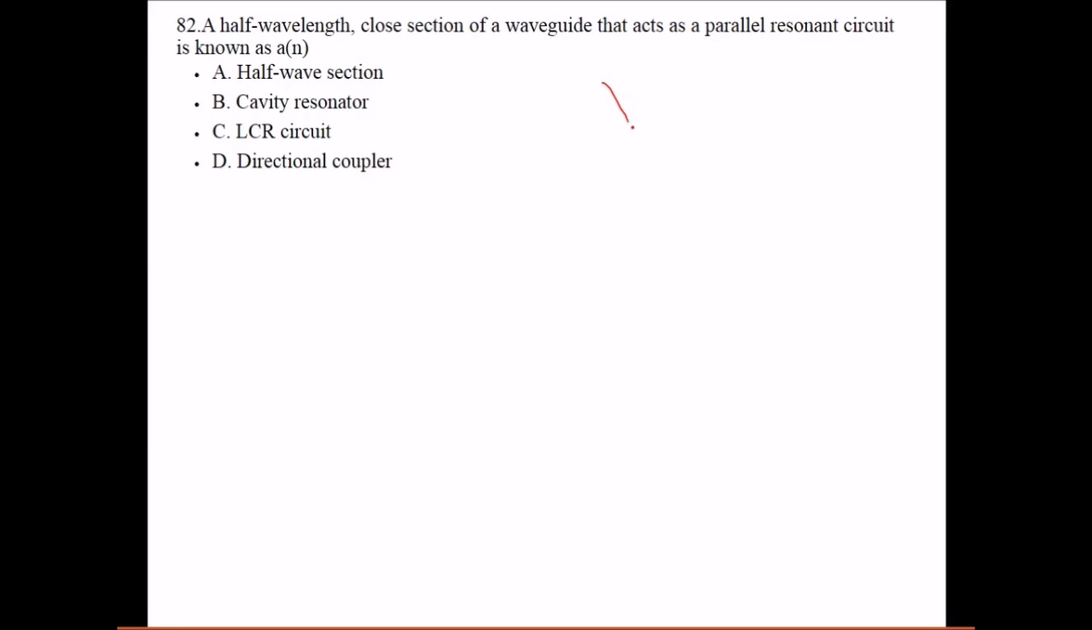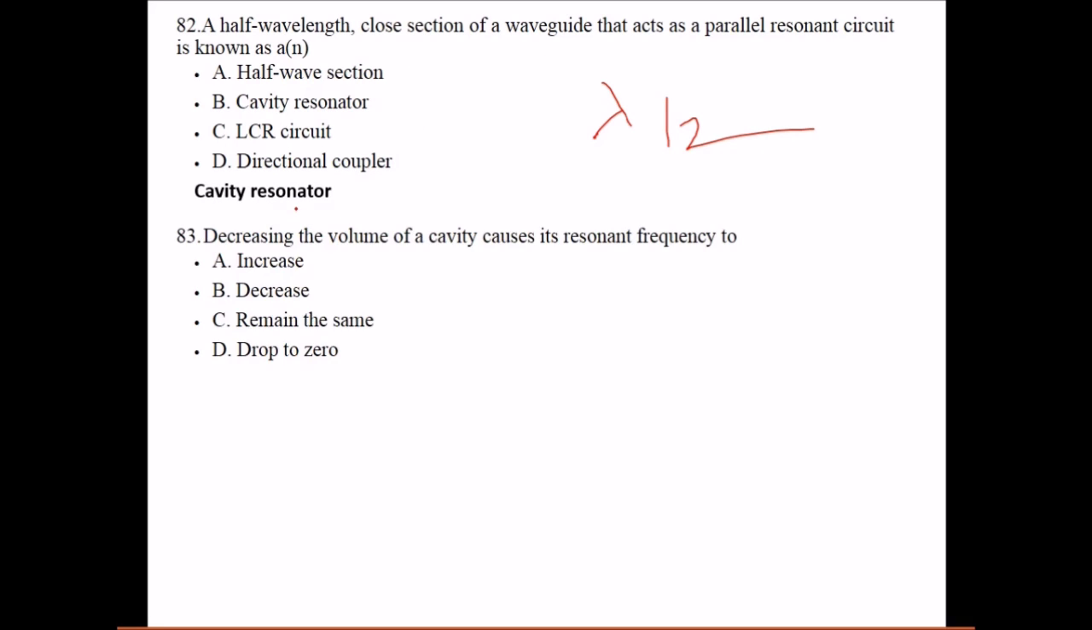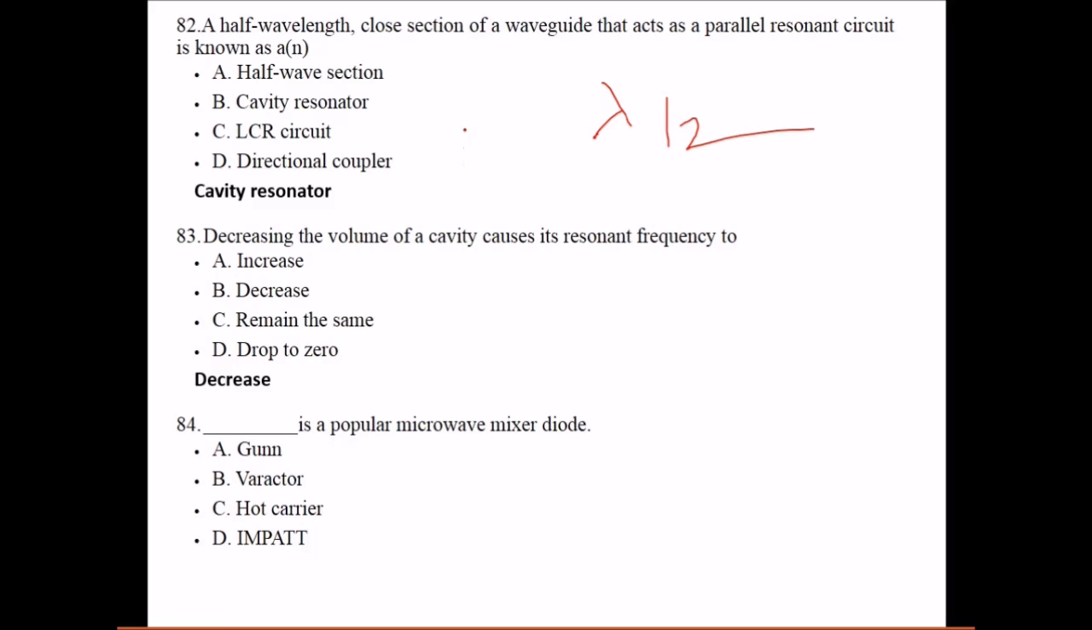The half wavelength closed section of a waveguide that acts as a parallel resonant circuit is known as a cavity resonator. And decreasing the volume of the cavity causes its resonance frequency to decrease. This is the popular microwave mixer diode. Hot carrier is the popular microwave mixer diode.